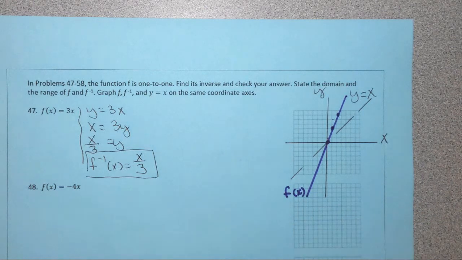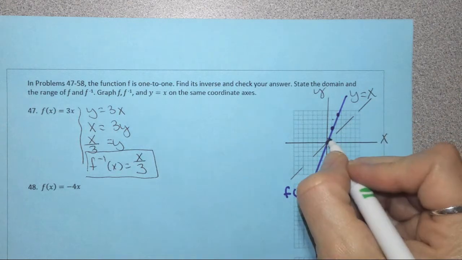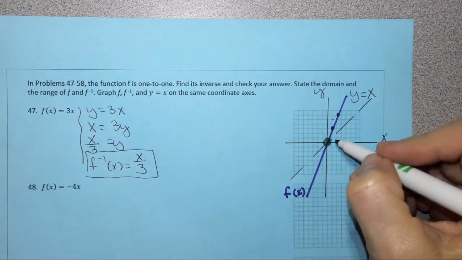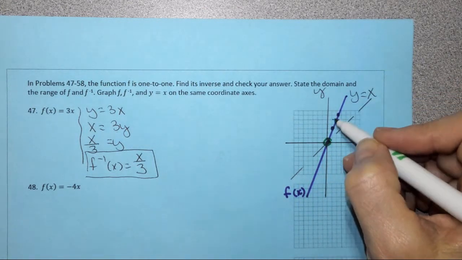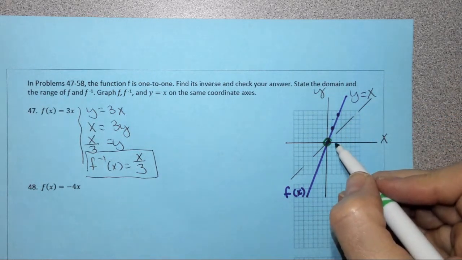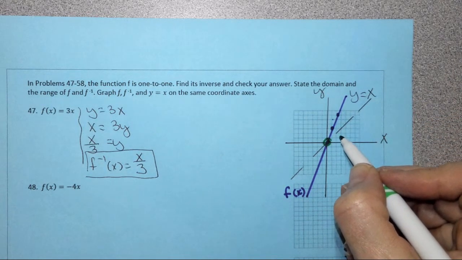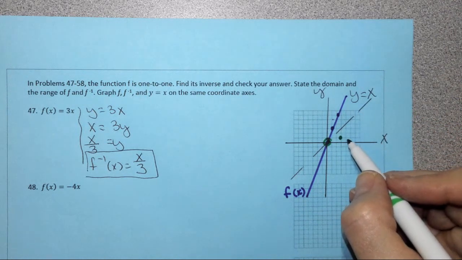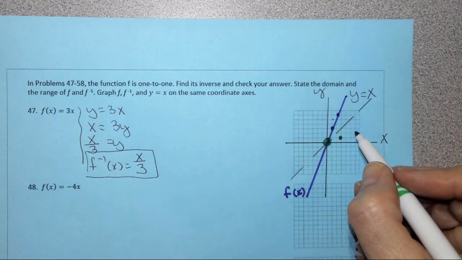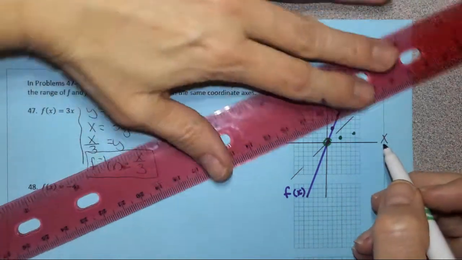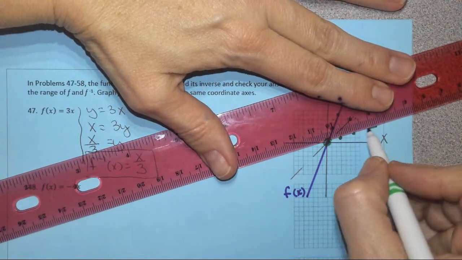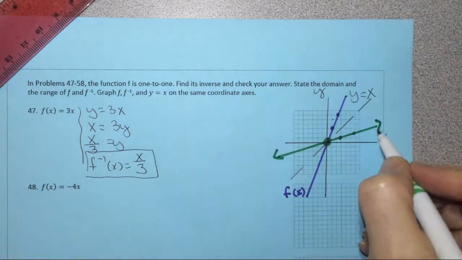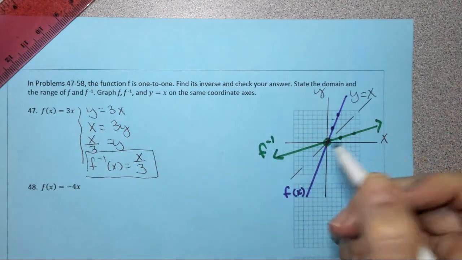original function. Now I'm going to take those 3 points that I just graphed and flip them. Well, 0, 0 flipped is still 0, 0. This point is 1, 3, so I'm going to graph 3, 1. This point over here is 2, 6, so I'm going to graph 6, 2. I'm going to draw that. And I'm going to label that my inverse by doing f to the negative 1.